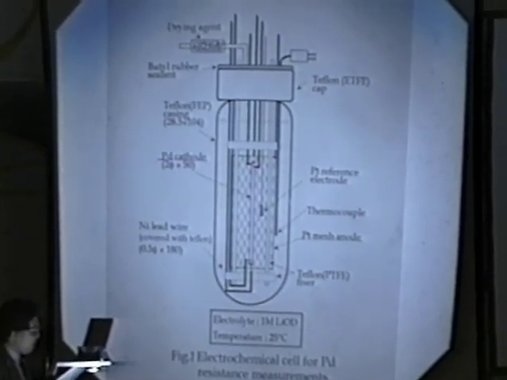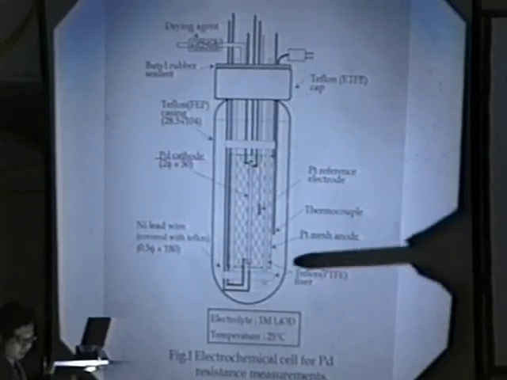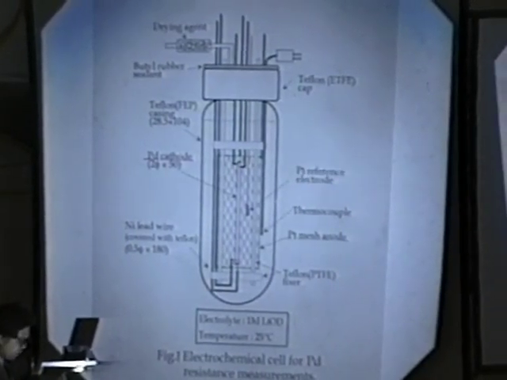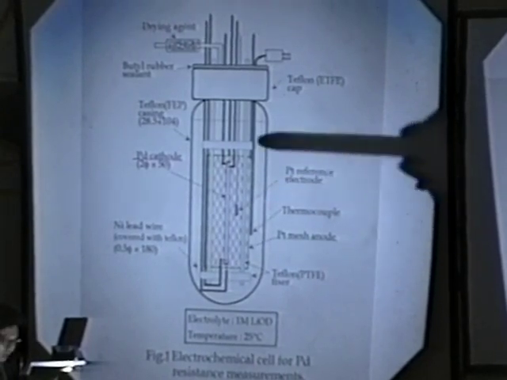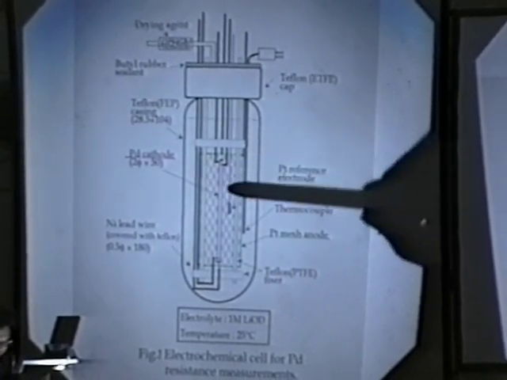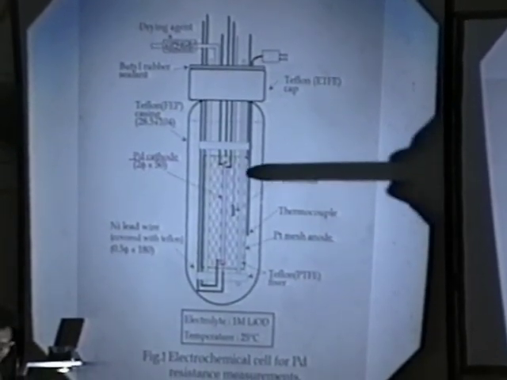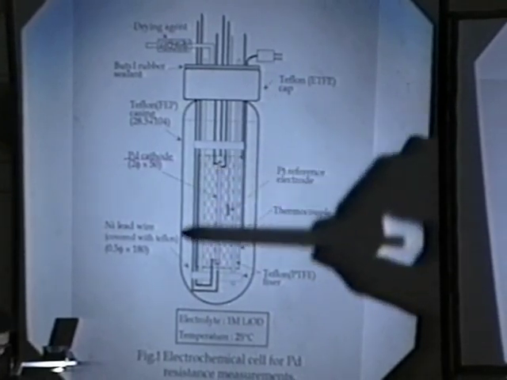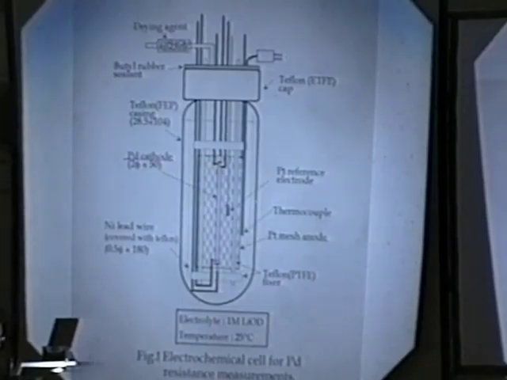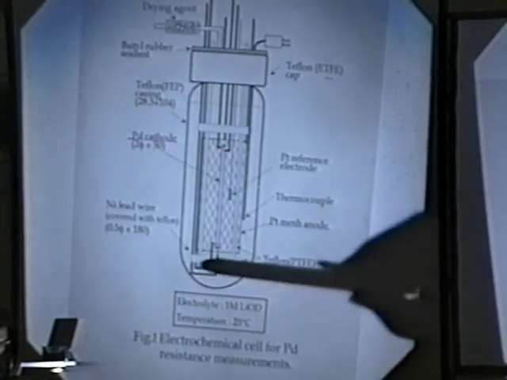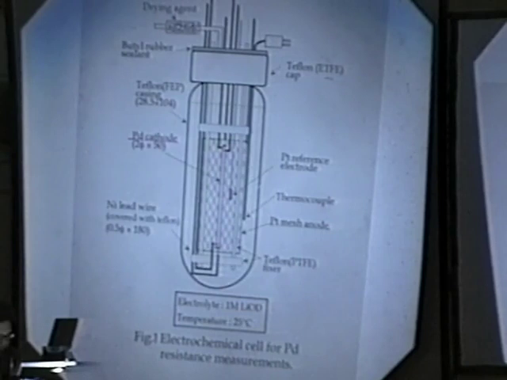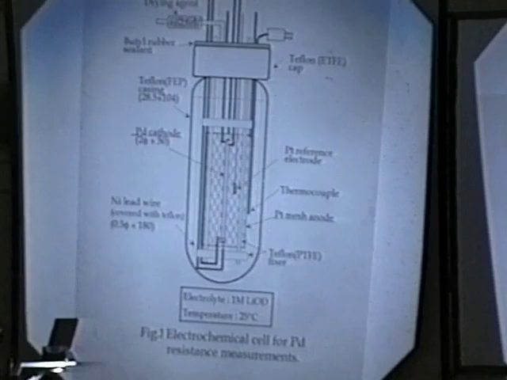This shows the electrochemical cell. This casing is made of Teflon. A palladium cathode with 4 nickel leads is located in the center. A platinum mesh anode is located around this palladium cathode. The electrolysis was carried out in this condition. The deuterium loading ratio was determined by the well-known resistance measurement method. The resistance was monitored in situ with an AC milliohm meter.